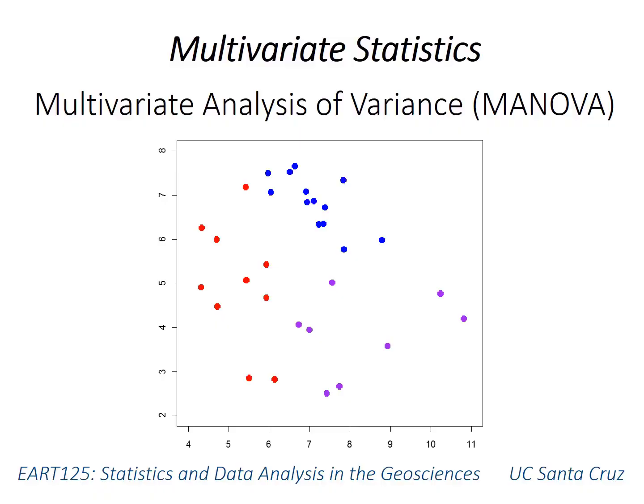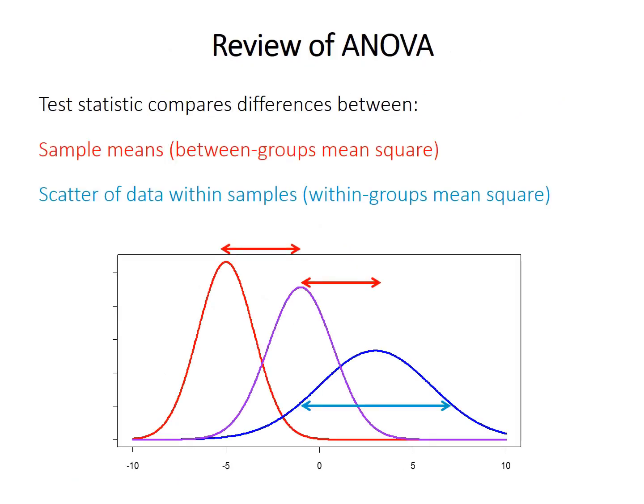This video introduces the last of the classical frequentist methods for null hypothesis statistical testing that we're going to cover in this class. It's called multivariate analysis of variance, or MANOVA, and as its name suggests, it's the multivariate version of ANOVA, which you've already learned about. There are a lot of conceptual similarities between MANOVA and the univariate ANOVA, so let's quickly recap what ANOVA does.